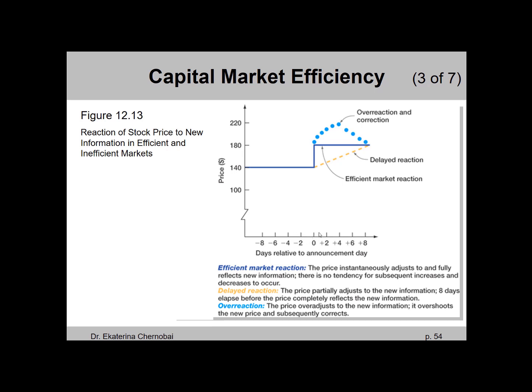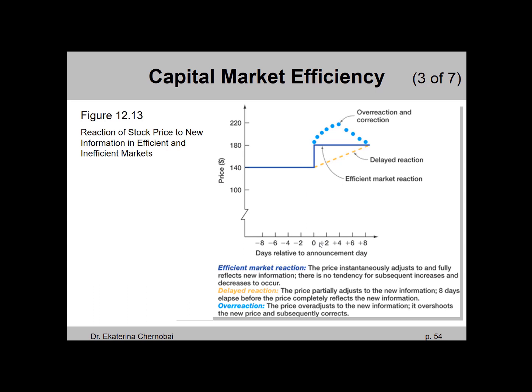-4 means 4 days before. +2 means 2 days later, after the announcement has been made in the news, like became public information. And on the vertical axis, we have price per share in dollars. So up until the announcement is made, the price per share is $140 flat.